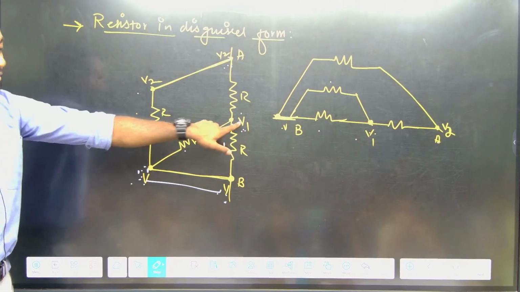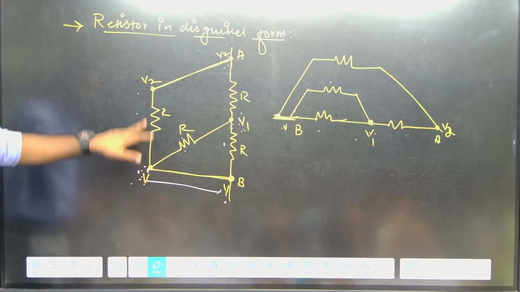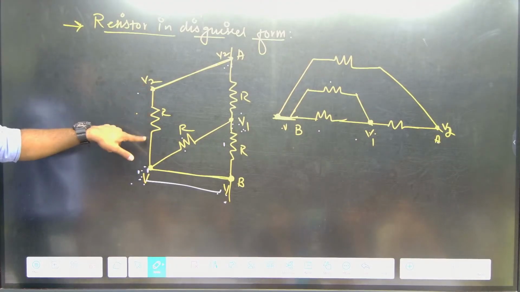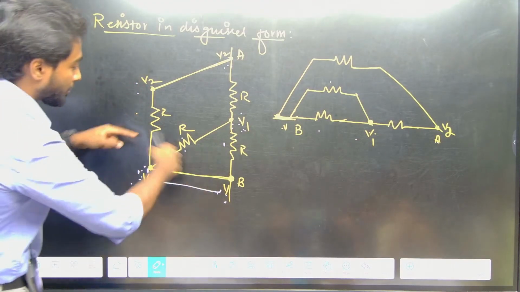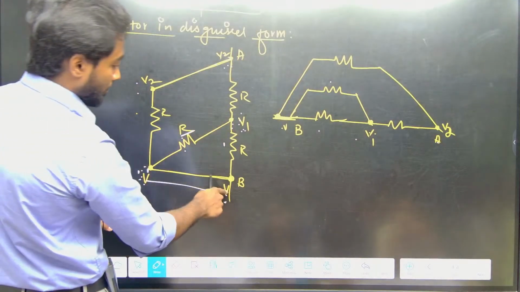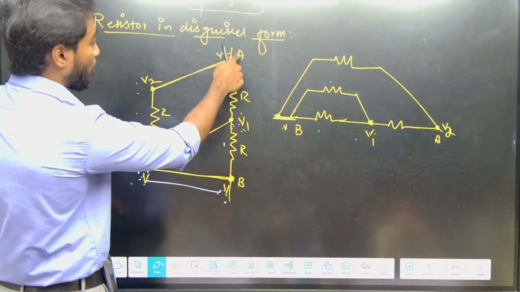So this is V, meaning this V1 I have taken. Again I am going in this direction. So a resistor is there, so it is V2. So I have completed these three things. Now this also completed, this also completed. So one more point is left out.